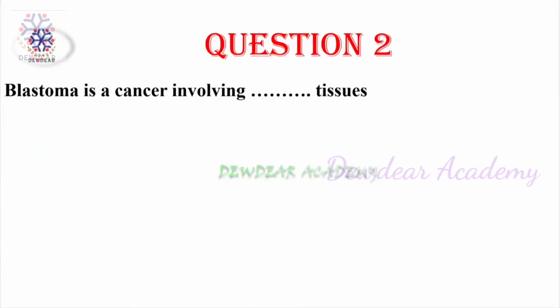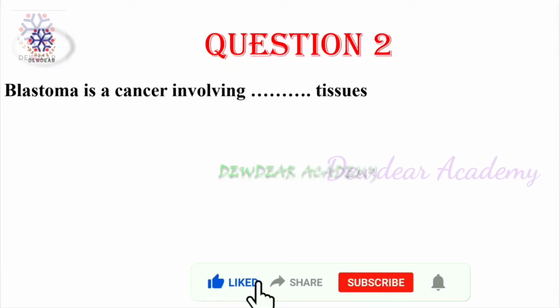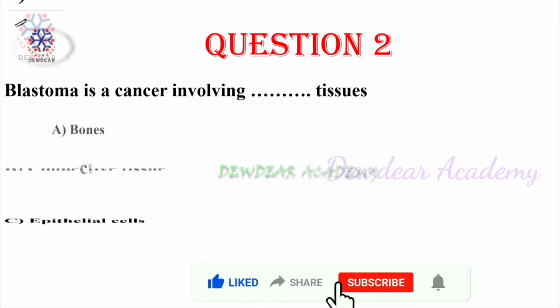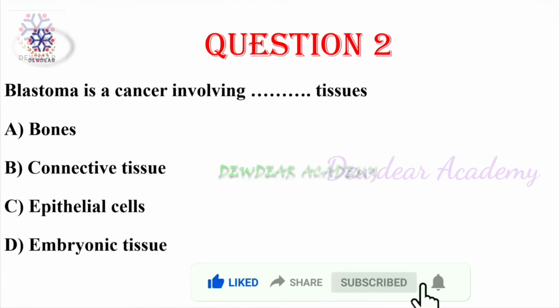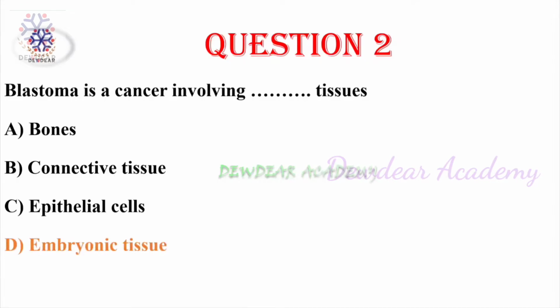Second question: blastoma is a cancer involving dash tissues. Options: bones, connective tissue, epithelial cells, embryonic tissue. The correct answer is embryonic tissue. Blastoma is a type of cancer that occurs in the developing cells of a fetus. It affects a type of stem cell known as precursor cell in a fetus. So here the tissues remain embryonic.